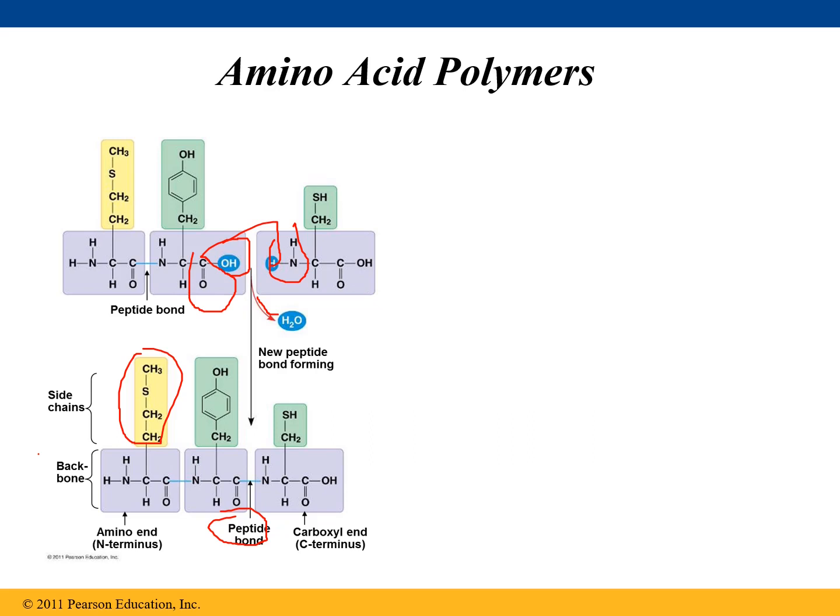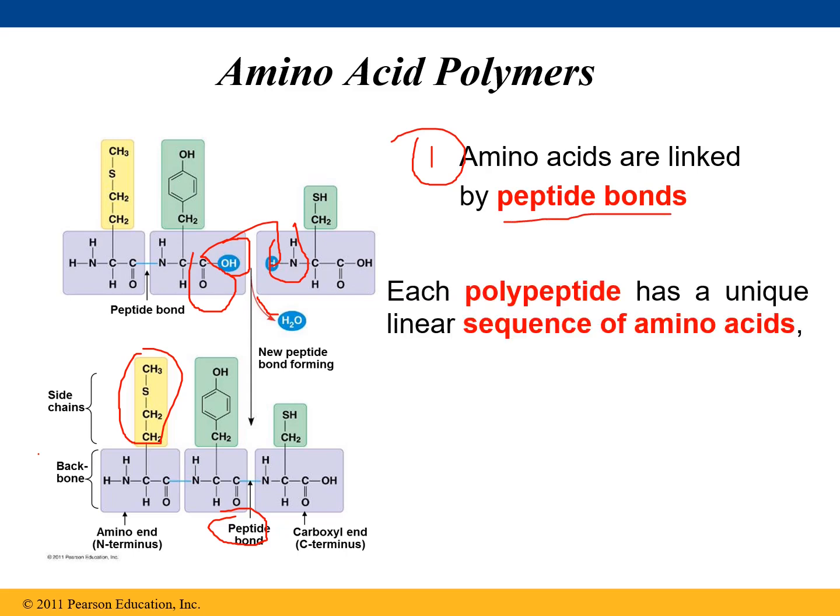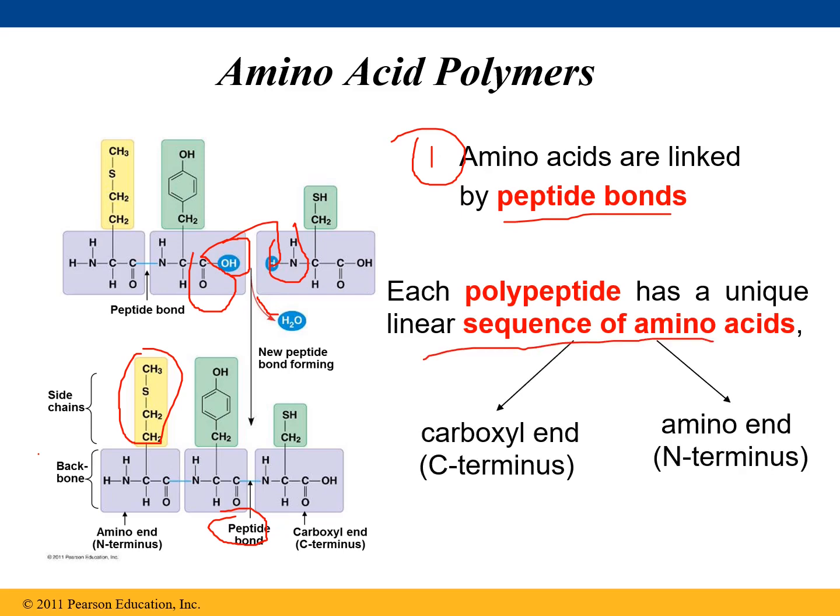Here we have this side chain, but we can also have a different length, a different sequence of amino acids together. So to summarize, I told you that amino acids are linked by peptide bonds. This is fundamental. I also told you that each polypeptide has a unique linear sequence of amino acids, but in all cases, you are going to have a carboxyl end and an amino end, or N terminus. So here you have the carboxyl end, and here you have the amino end, the N terminus.